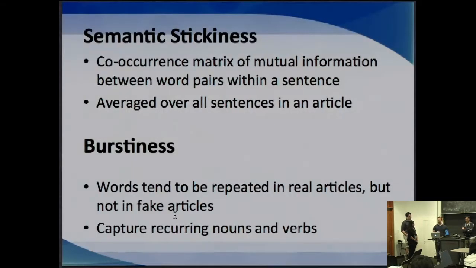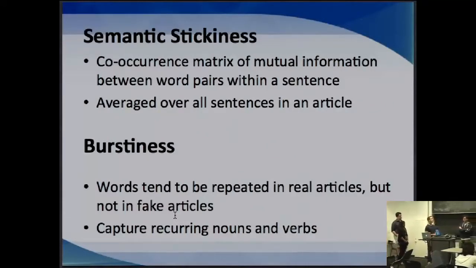The next feature was motivated by the class language models paper, where they talked about semantic stickiness. I think other teams have talked about this, so I won't talk about it too much, but we essentially calculated the mutual information between word pairs in sentences. The thought here was that in a real article, you're going to have more coherence, and you should see a higher score here than in a fake article.